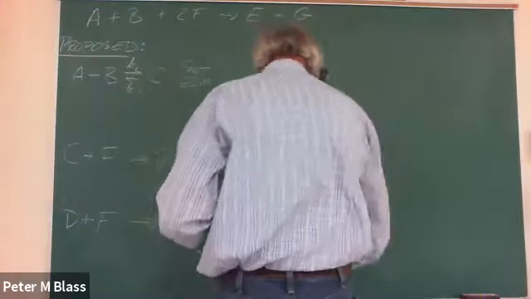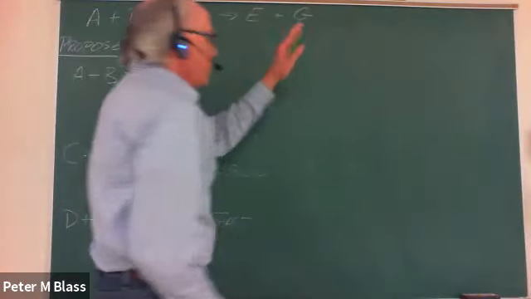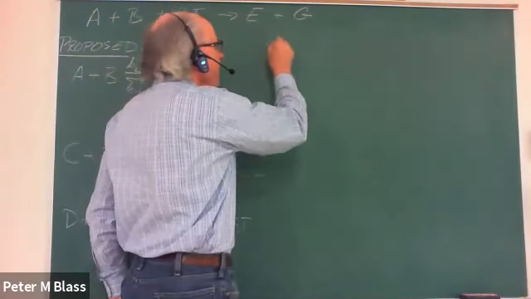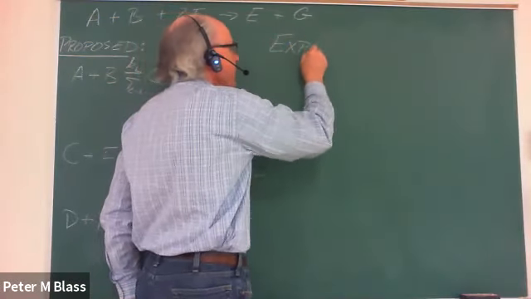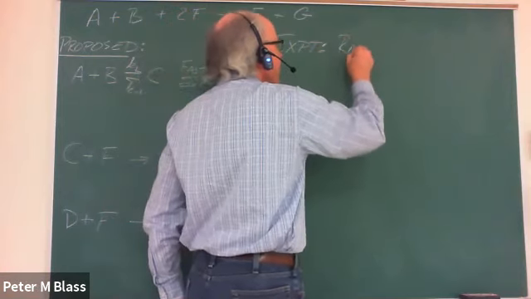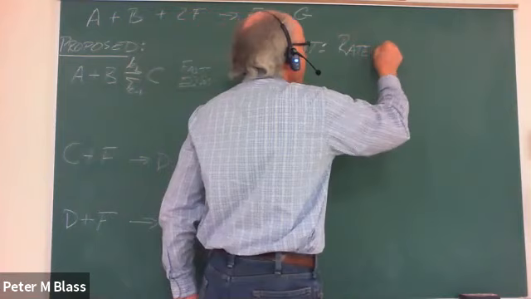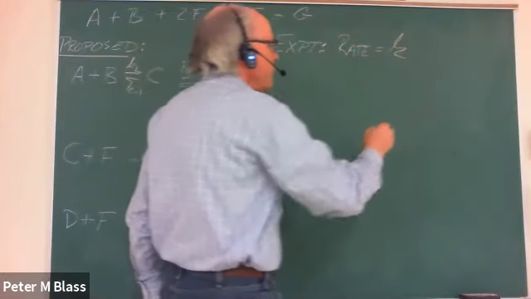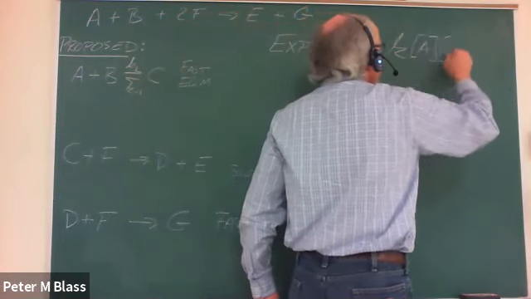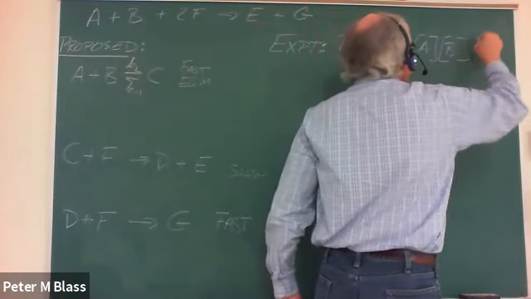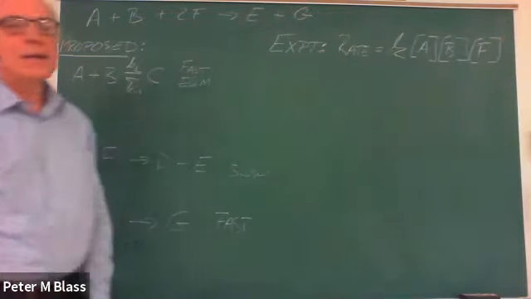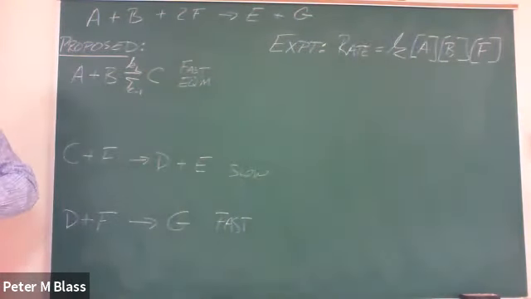Let me tell you what experiment actually says about this reaction, by hypothesis for this problem. Experiment says rate is rate constant times A times B times F, but only to the first power. That's what the experiment tells us.